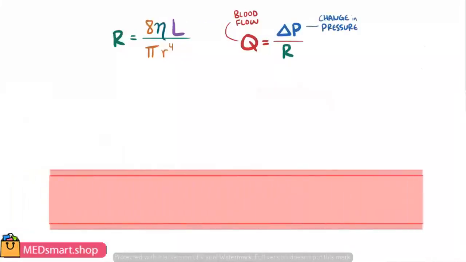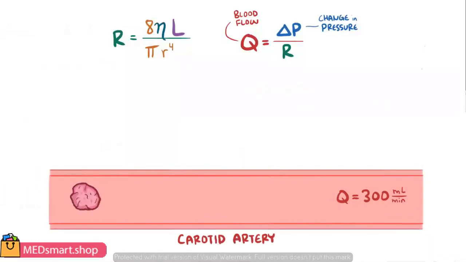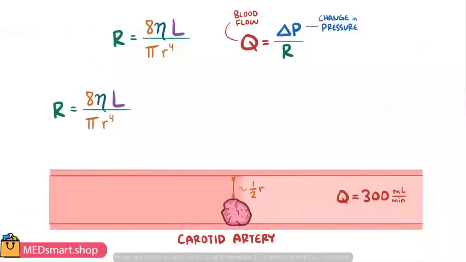So let's apply this to a real-life situation. Let's say that a person has a blood flow of 300 milliliters per minute going through their carotid artery. And then they suddenly develop a blockage of exactly half the artery, which can happen with a stroke. What would happen to blood flow? Well, a 50% blockage means that the radius is now 1/2 of what it was.